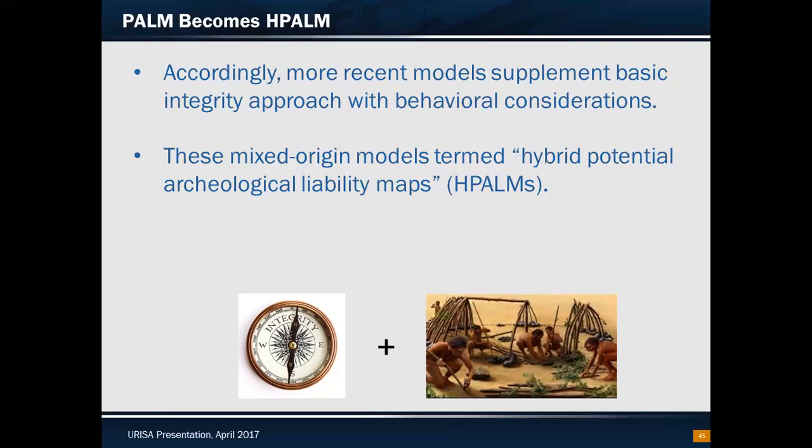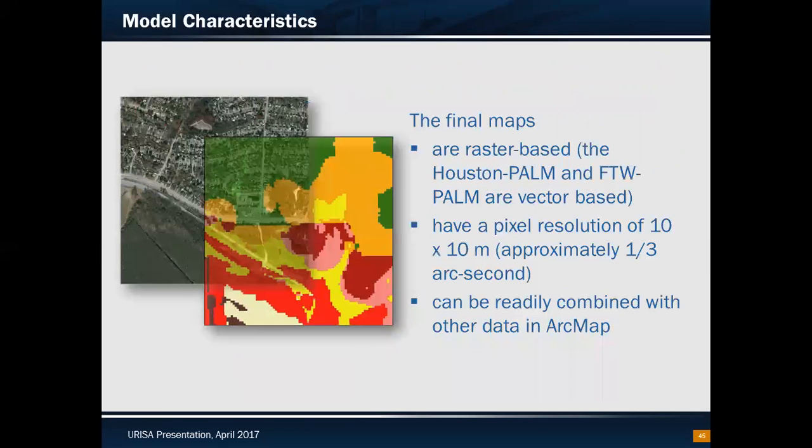So we're looking at a compound now, so we renamed it to HPALM, the hybrid potential archaeological liability maps, which indicates that there is a combination of integrity and behavioral aspects to the overall model. The final maps, they're raster based, they're not vector. There are vector versions, but they're just based on a direct conversion from the raster. Pixel resolution is 10 meters, and they are models that can be used with anything else in ArcGIS.